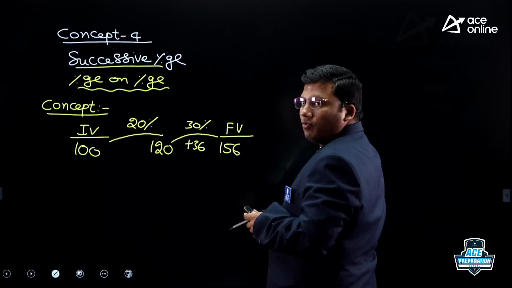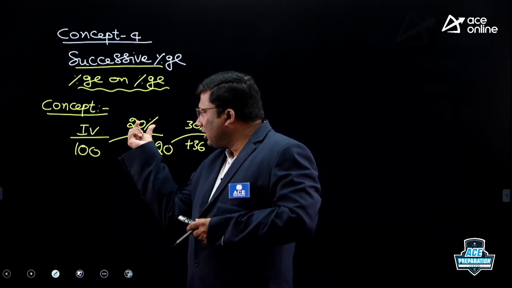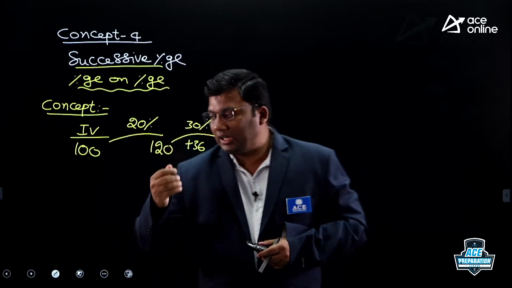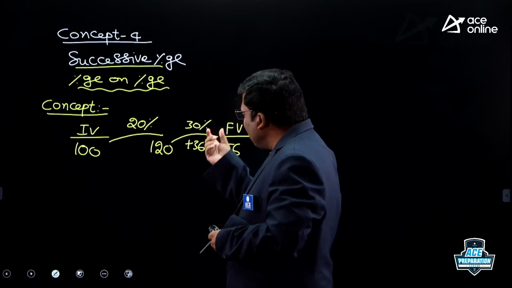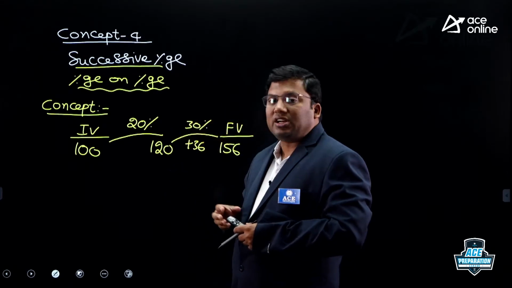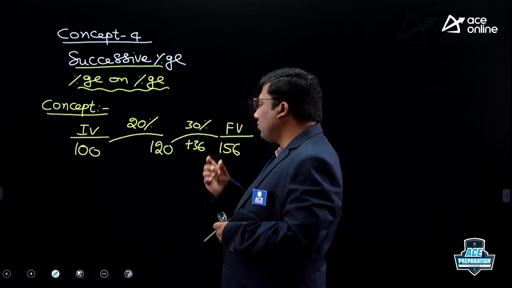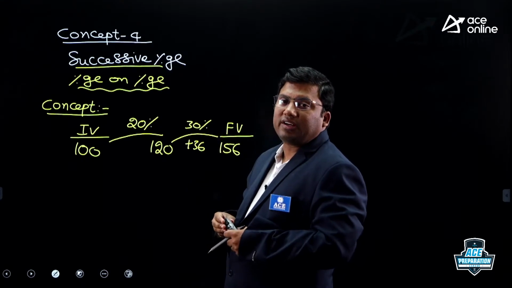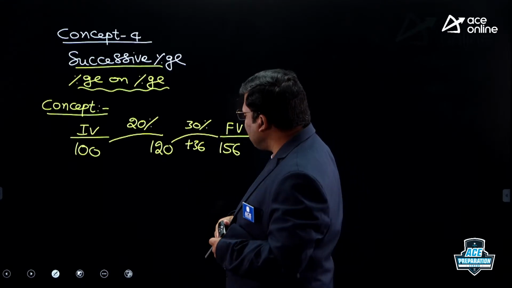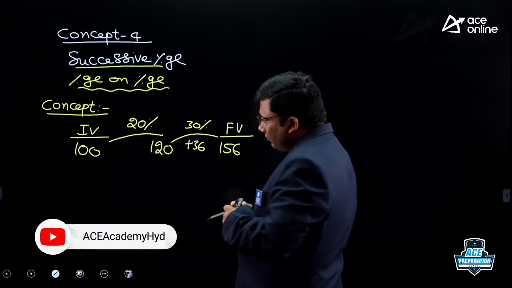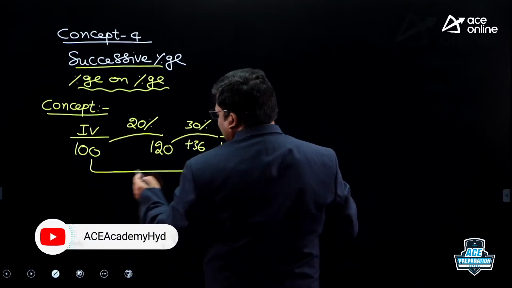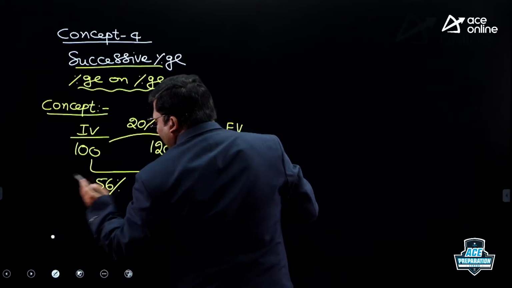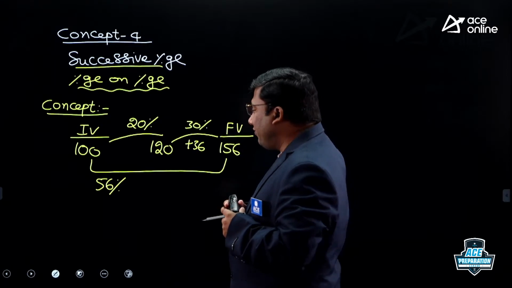The final value is 156. On 100, 20% more is 120. On 120, 30%: 10% of 120 is 12, 30% is 36 more. So it will be 120 plus 36, which is 156. 100 to 156. Overall, what is the increase? 56%.